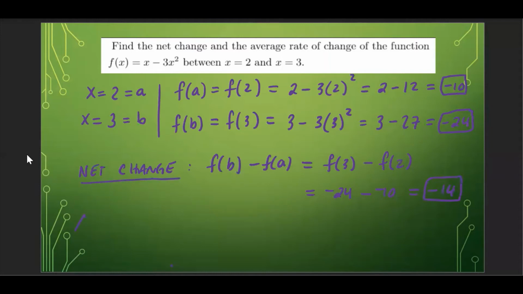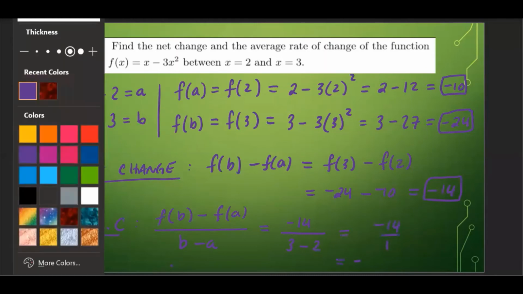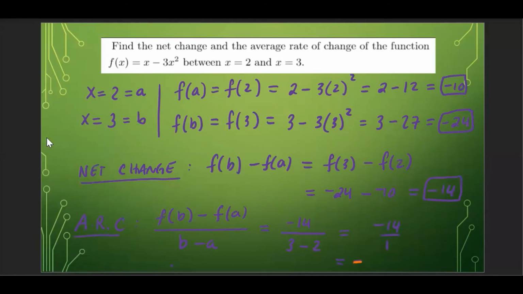And for average rate of change, I'm going to abbreviate using ARC. We use the formula f of b minus f of a over b minus a. And we know f of b minus f of a, that was the net change. So I can just simply plug that in. That's negative 14 over b minus a. So b is 3 minus a, that's 2. So we have negative 14 over 1, which is simply negative 14.